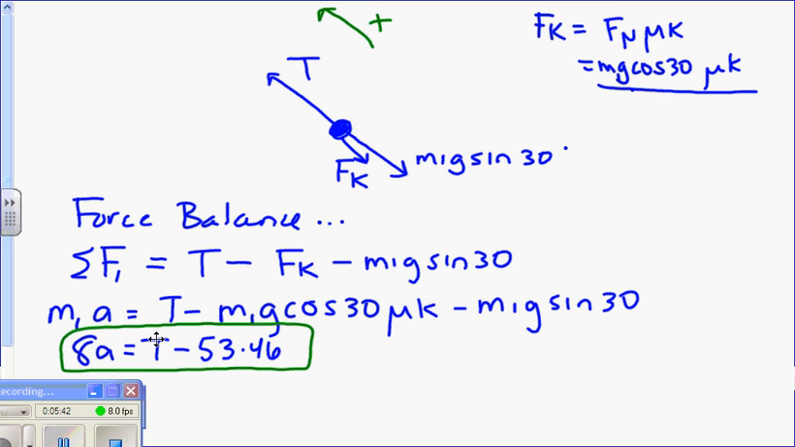I do suggest you go ahead and do that yourself instead of taking my word for it, unless you really feel comfortable with this stuff, but it's always good to practice. Anyway, that's our first equation. We have to come up with another equation that's going to have acceleration and T in it, and of course we'll use a free body diagram on m2 to do that.